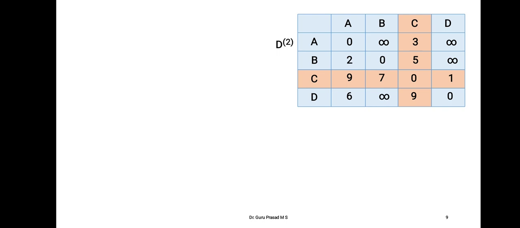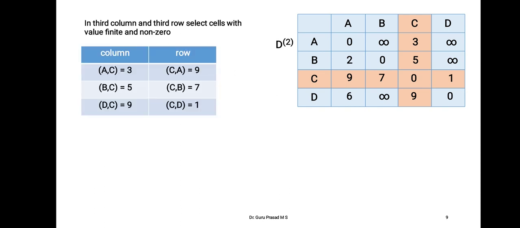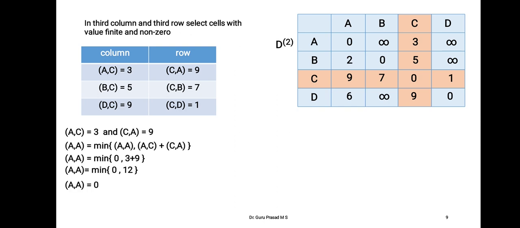Okay, next in the third iteration, you have to select the third column and third row. In the third column and the third row, you have to select cells with finite and non-zero values. On the column side, the values are A to C 3, B to C 5, D to C 9, and on the row side, the values are C to A 9, C to B 7, C to D 1. First you have to select the first column value and the first row value, that is A to C equal to 3 and C to A equal to 9.